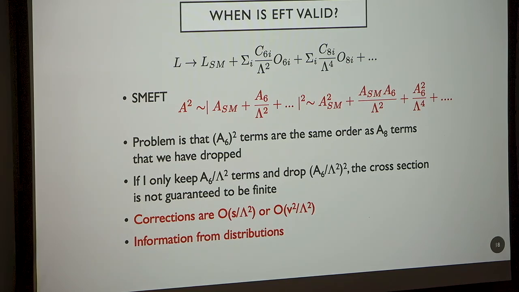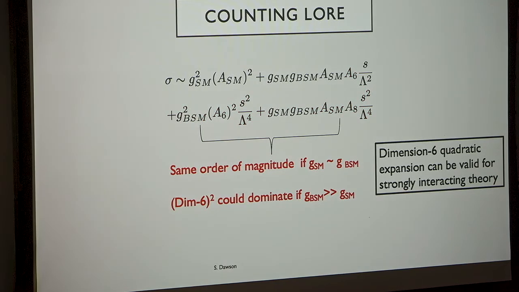So let's do some counting. Let's say that maybe the standard model piece has some typical coupling. We'll call it G standard model. And let's say that the dimension 6 has some typical coupling. We'll call it G BSM. So in that case, I'll put coupling constants in front of all of these guys. And I'll say, well, here's my standard model piece. It's going to have a G standard model squared. Here's my interference piece between the standard model and the dimension 6 at 1 over lambda squared.